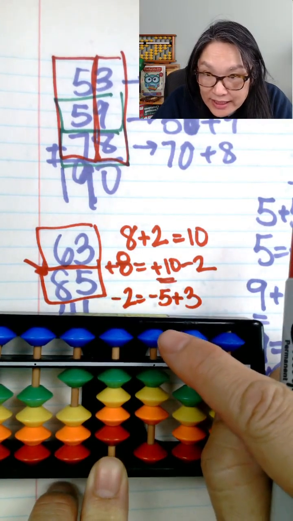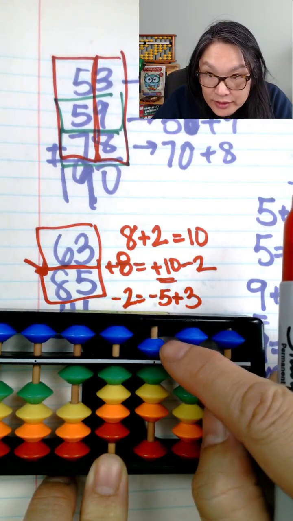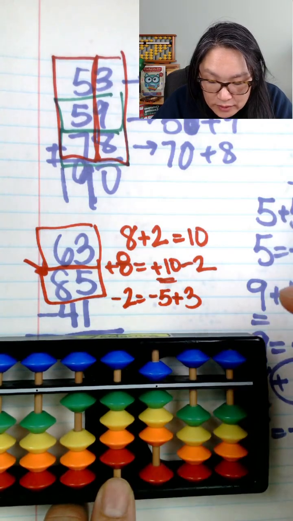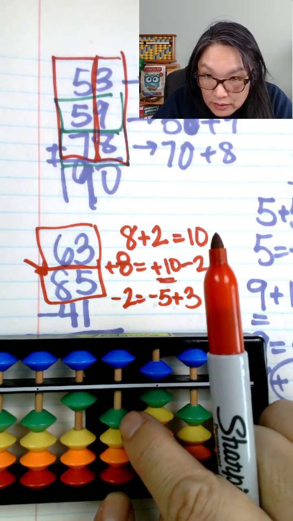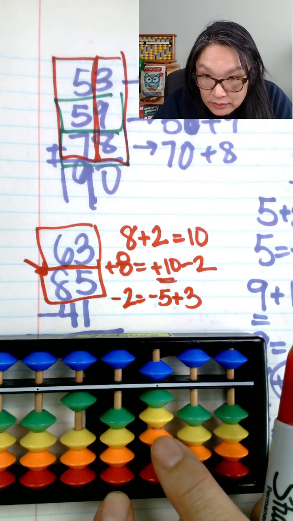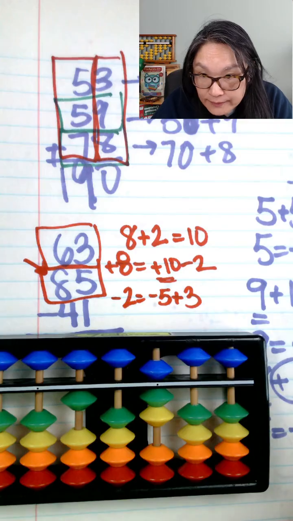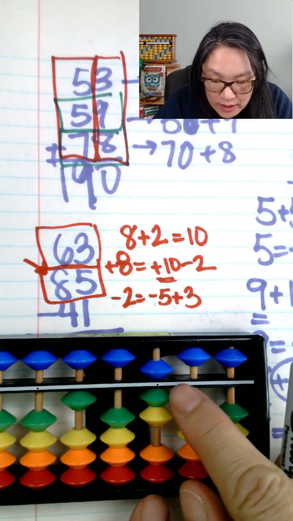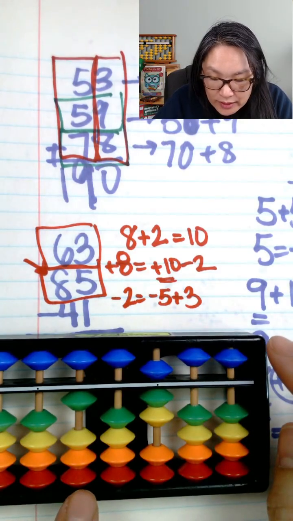Do I have enough beads to add the 5? Yes. All I gotta do is add the 5. So now my next question is minus 41. So I take away 40 and I take away 1. And that's it. So then my answer is, what's my answer? If this is my ones, what does my answer look like on the abacus?